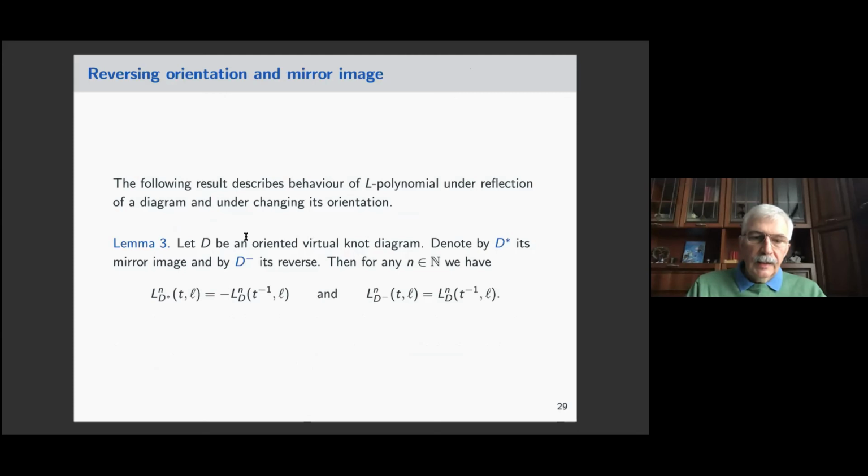And if you're thinking about reversing orientation and mirror image, you will get information about the Dehn numbers we already mentioned. If you consider the diagram obtained by a mirror image of the original one, the polynomial changes sign, and we need to replace the variable t by t inverse. And if you consider the new diagram obtained from the original one by reversing orientation, the difference is the following: you should replace variable t by t inverse. So we can control behavior under these two operations.